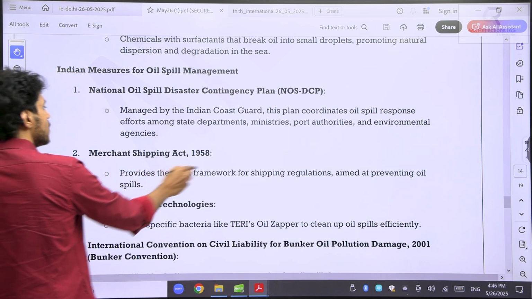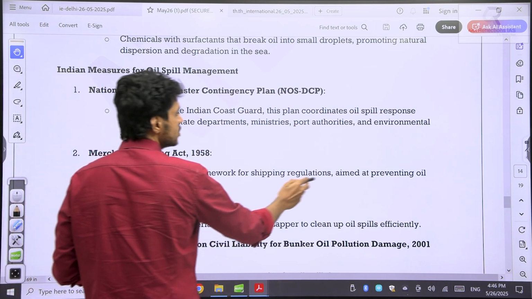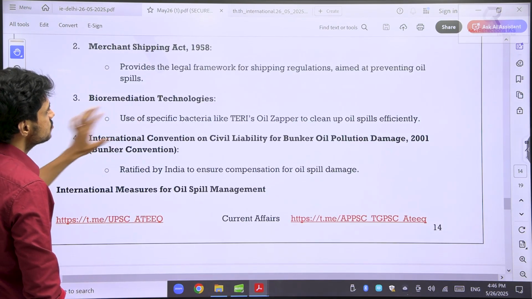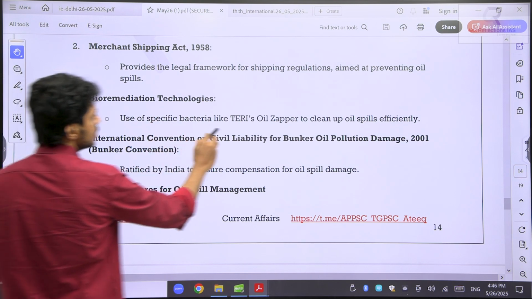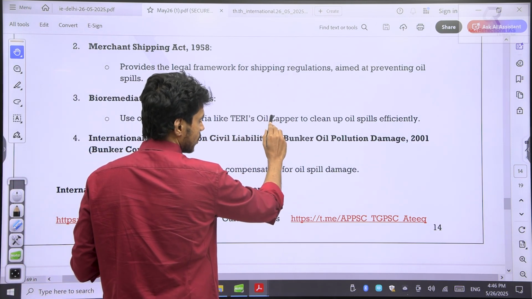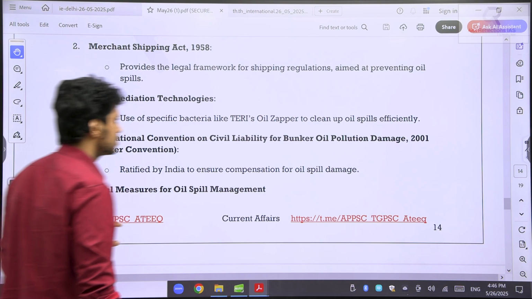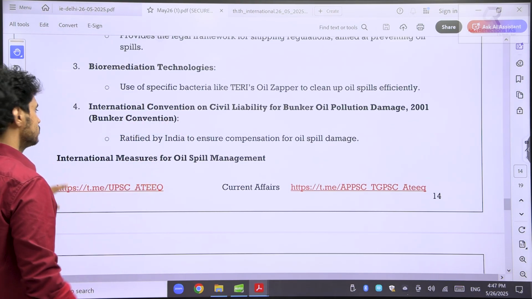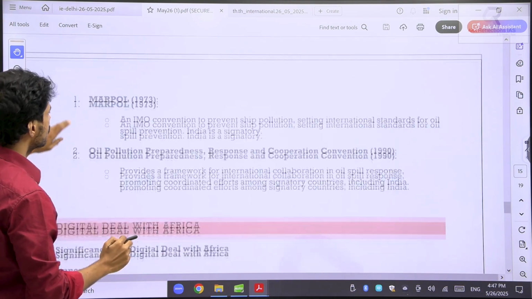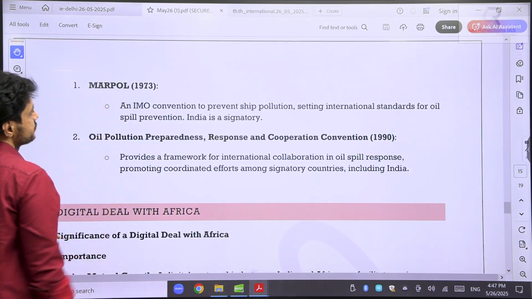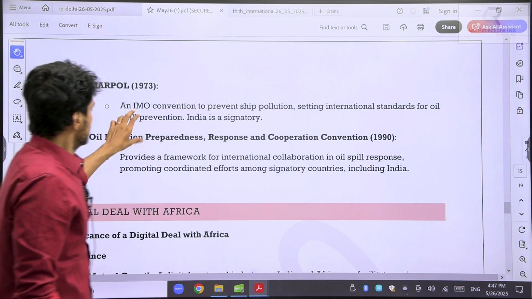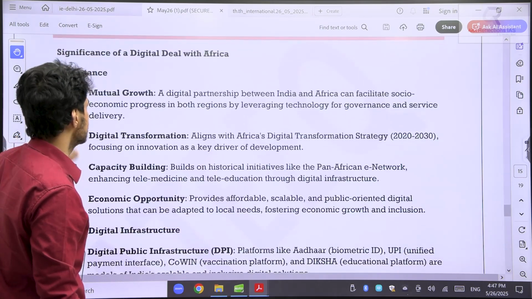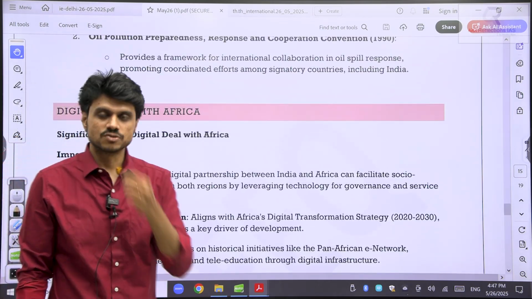We also have the Merchant Shipping Act, which provides a legal framework for shipping regulations aimed at preventing oil spills. And then we also use some kinds of bioremediation technology, like the oil zapper, one kind of technology to clean up oil spills. And you also have the International Convention on Civil Liability, some measures you can see. Important among these is the MARPOL Convention. All the important provisions I have mentioned here. You can go through those factual things.